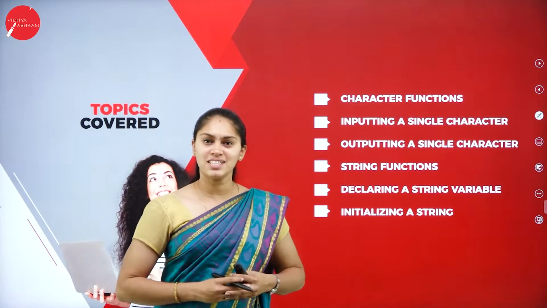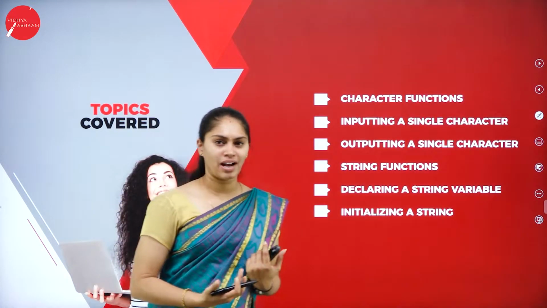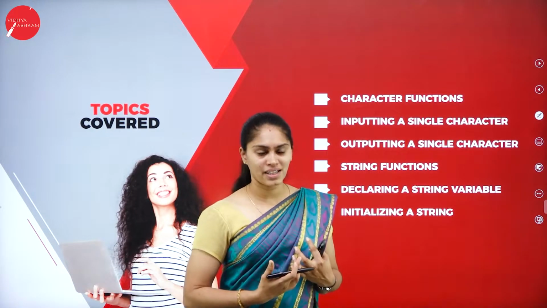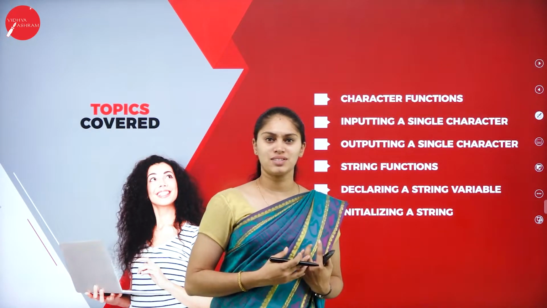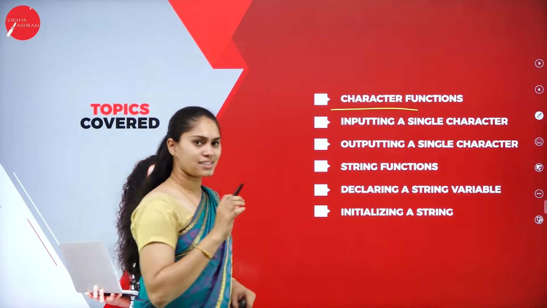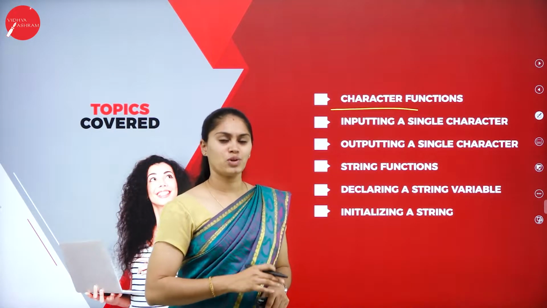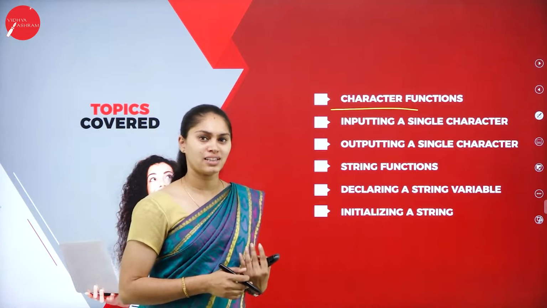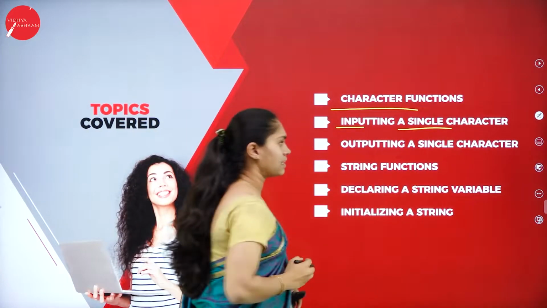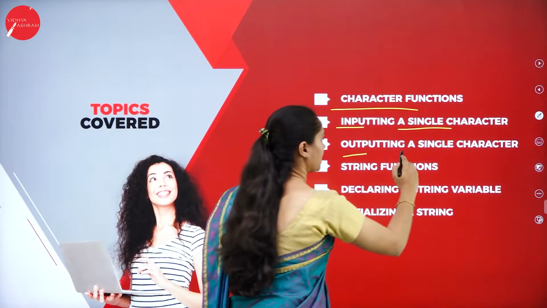In today's session, we are going to learn about character functions. If I want to have any character in my program and manipulate those characters, then we use these character functions. If we are working with or manipulating a character, how do we take that as an input? How do we take an input as a single character, that is the second content, and then output a single character.